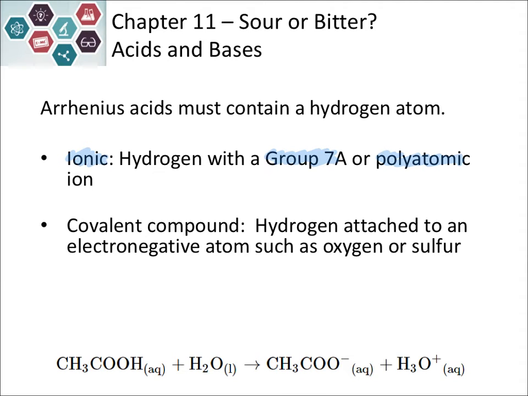Because when we put the hydrogen attached to something from group 7 or hydrogen attached to a polyatomic, it does dissociate like an ionic compound because it's an acid. If hydrogen is attached to an electronegative atom like oxygen or sulfur, then it is a covalent compound, but it's also considered acidic because that hydrogen can be pulled off from there as well.